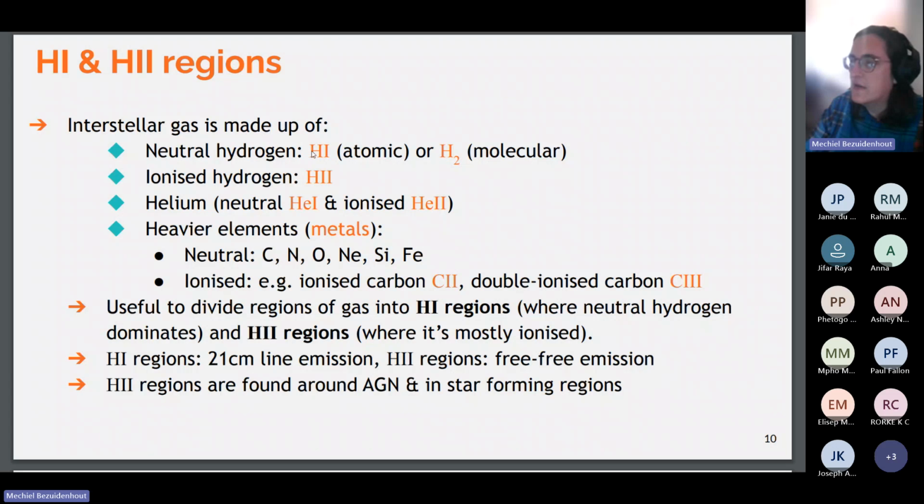Then we also get ionized hydrogen, so hydrogen which has lost its electron. And in that case, we call it HII with Roman numerals. So if somebody is talking about H2, you first have to ask them, are you talking about molecular neutral hydrogen or ionized hydrogen? It's very annoying, but that's the notation that we have inherited and are stuck with. You also get a lot of helium in the interstellar gas, and that can also be neutral or ionized, and we use the same notation for that. And then there are trace elements of heavier elements.